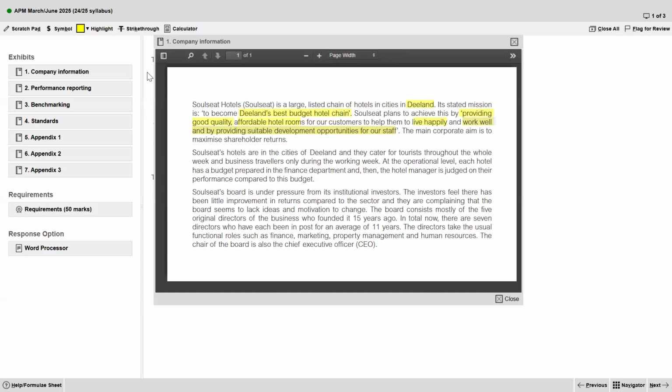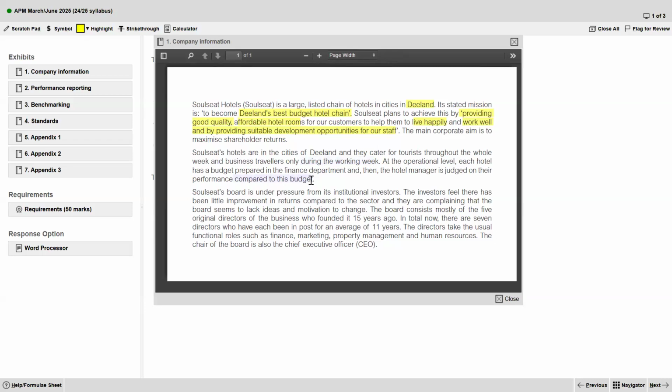Now, what next is it? It says Soul Seats hotels are in the cities of Dayland and they cater for tourists throughout the whole week and business travels during the working week. At the operational level, each hotel has a budget prepared in the finance department, and then the hotel manager is judged on their performance compared to this budget.